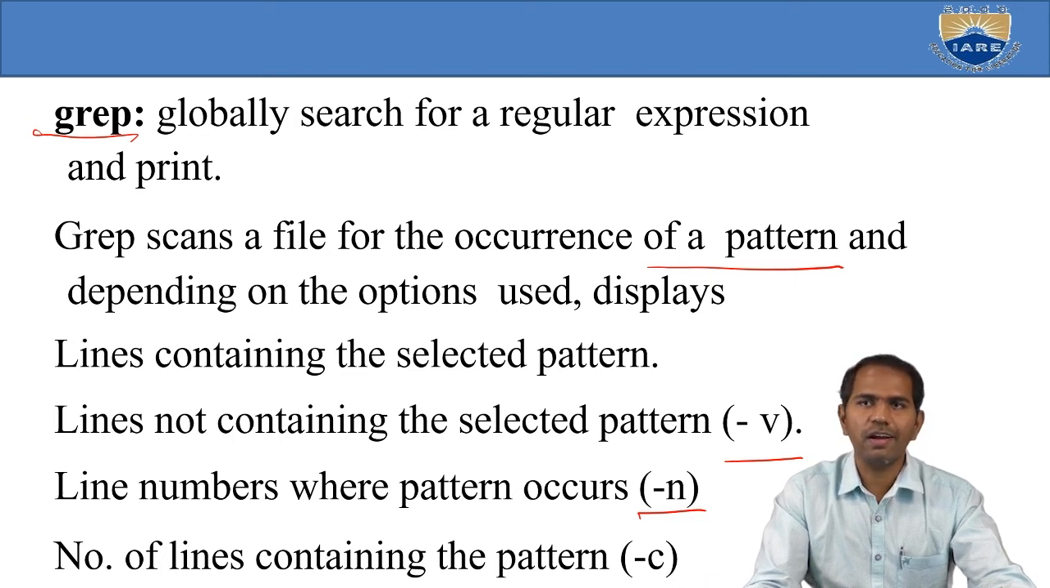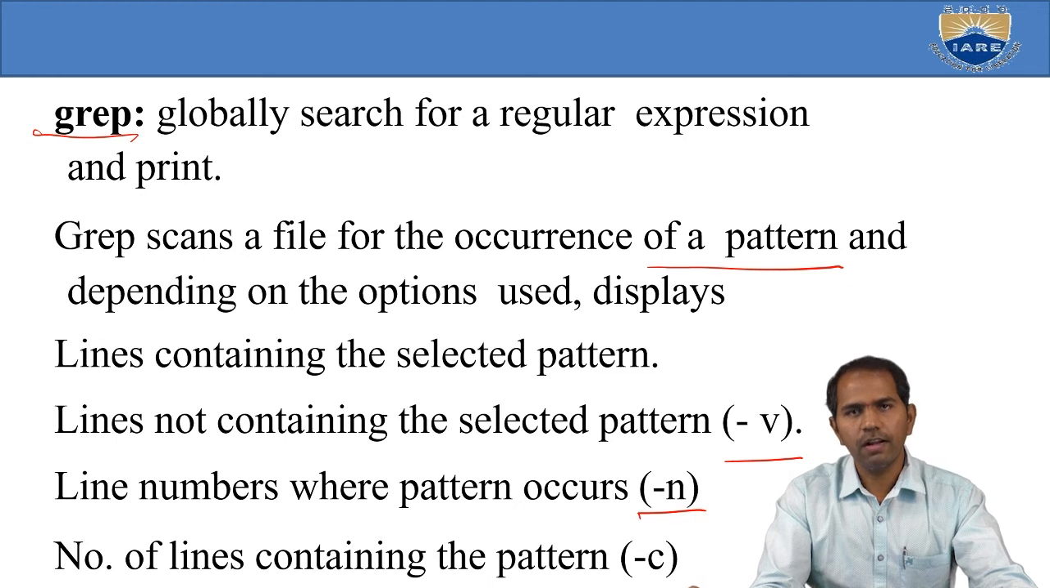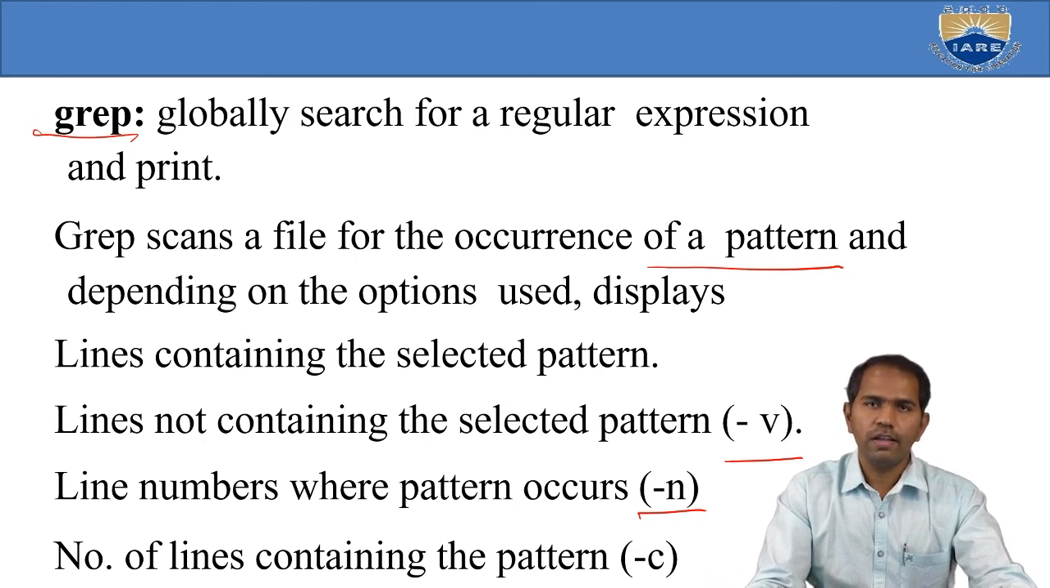Minus v is the lines that do not contain the selected pattern. Except IRE, how many lines are there? So that is the option for minus v. So the grep command is purely used for regular expressions, and it prints the repeated occurrences of a pattern. The pattern may be anything like IRE, EC, CSC. We can take any pattern, and see how many times it has repeated in a file.